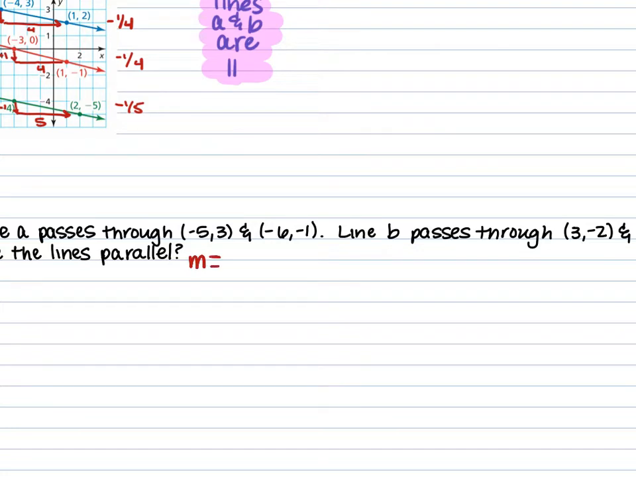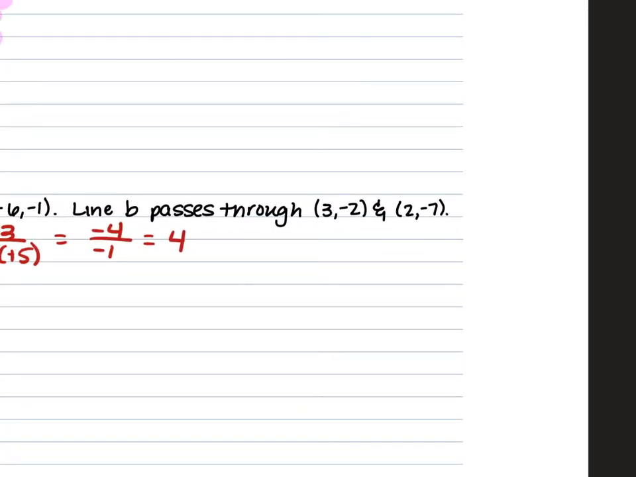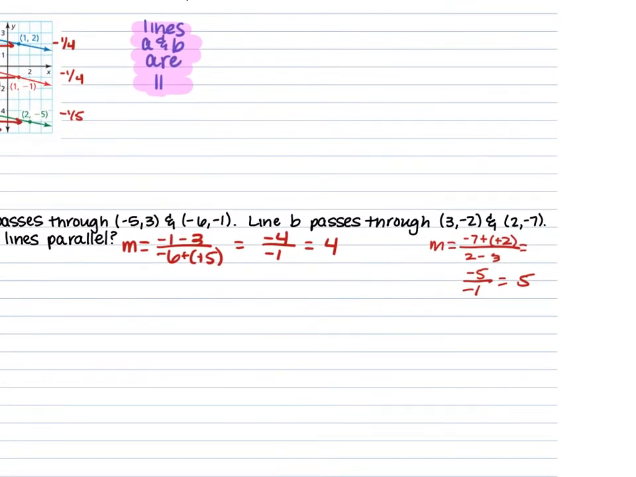So the slope of negative 5, 3, and negative 6, negative 1, we're going to do negative 1 minus 3 all over negative 6 minus negative 5. This is going to give us negative 4 over negative 1, which is 4. For 3, negative 2, and 2, negative 7, we're going to have negative 7 minus negative 2 over 2 minus 3. These two turn into addition, so this is going to be negative 5 over negative 1, which is 5. These two do not have the same slope, so they are not parallel.